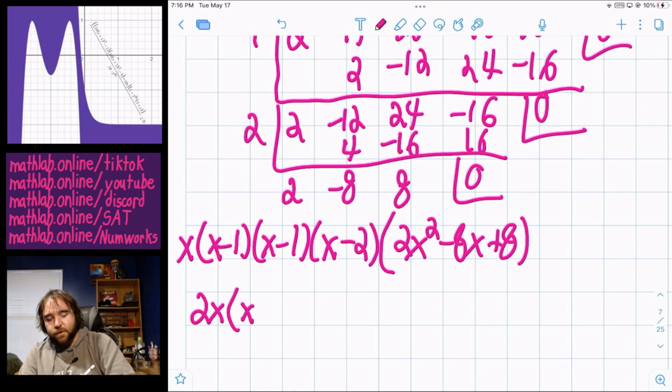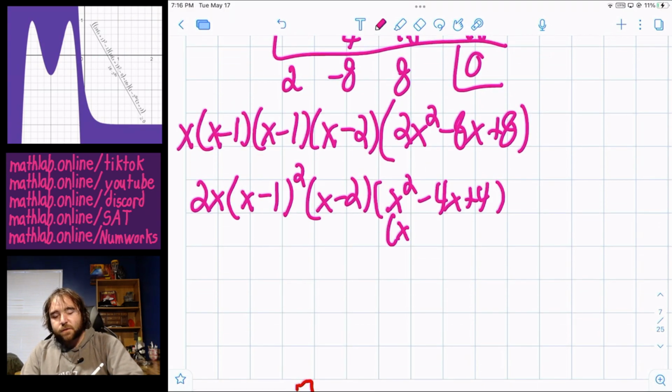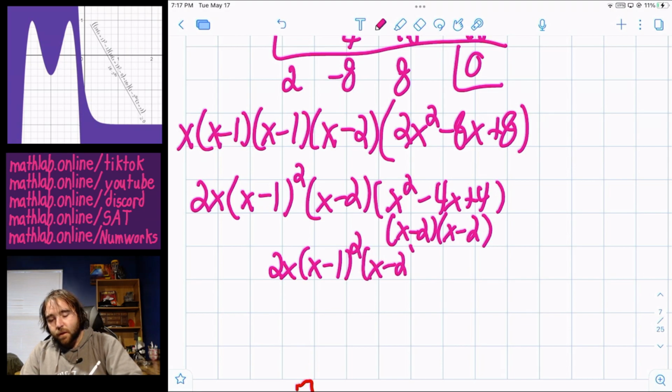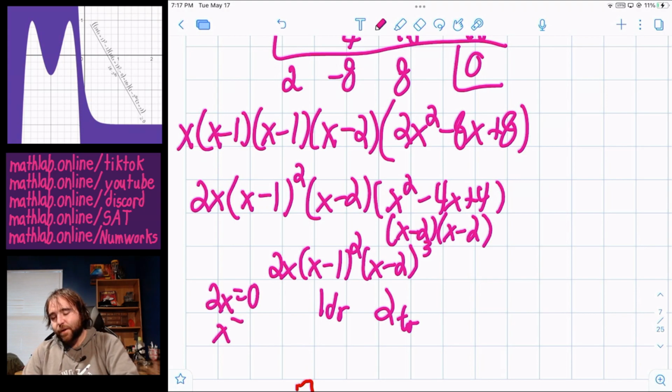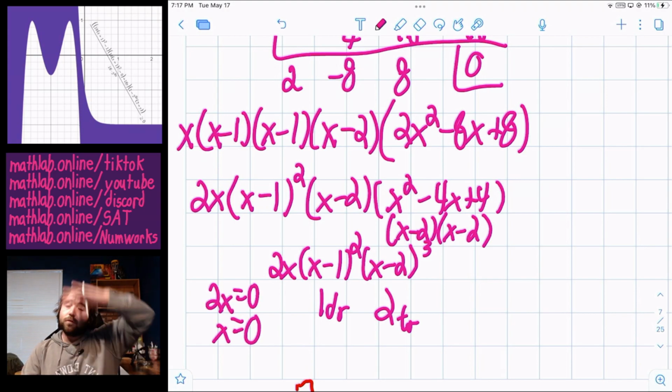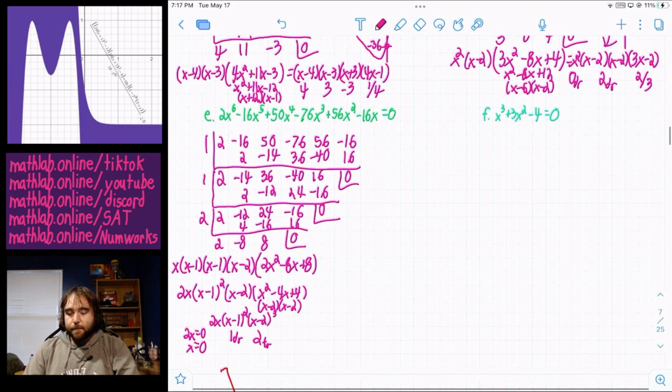So we're going to pull the 2 out. And then we'll write this, x minus 1 times x minus 1. So that's x minus 1 squared. And then x minus 2, x squared minus 4x plus 4. And actually, you factor that, x minus 2 times x minus 2. So what we have is 2x, x minus 1 squared, x minus 2 cubed. Nice. So it's 2 triple root and 1 double root. And this is just 2x equals 0, so x equals 0. The 2 doesn't really do anything. The 2 just affects the height, so that affects the y-intercept. But that's about it.